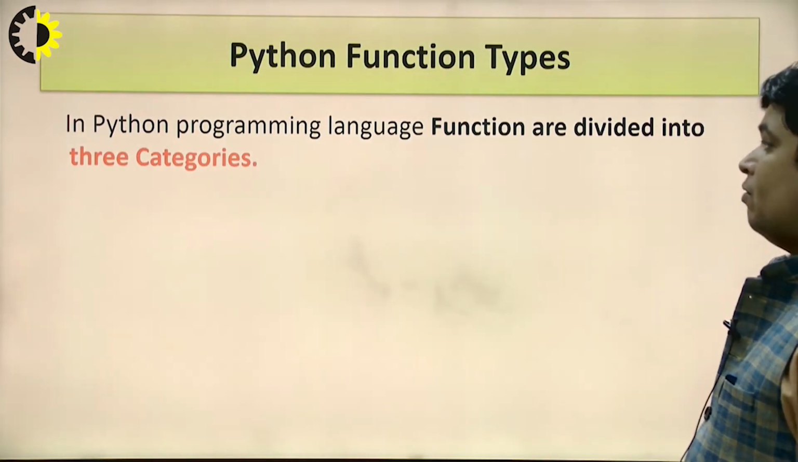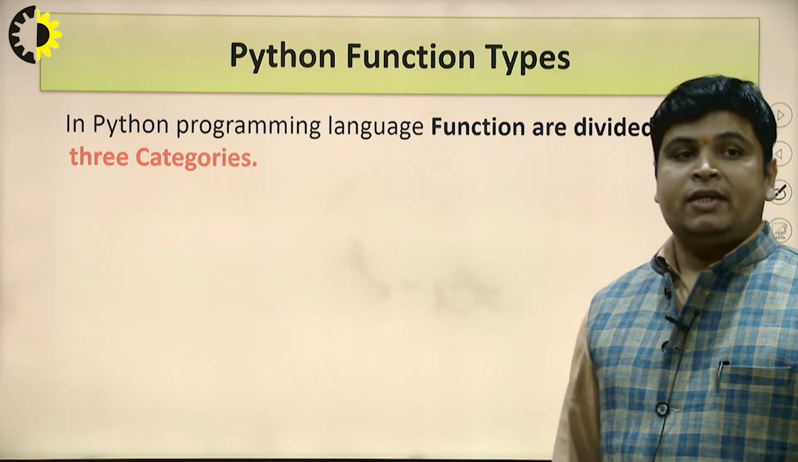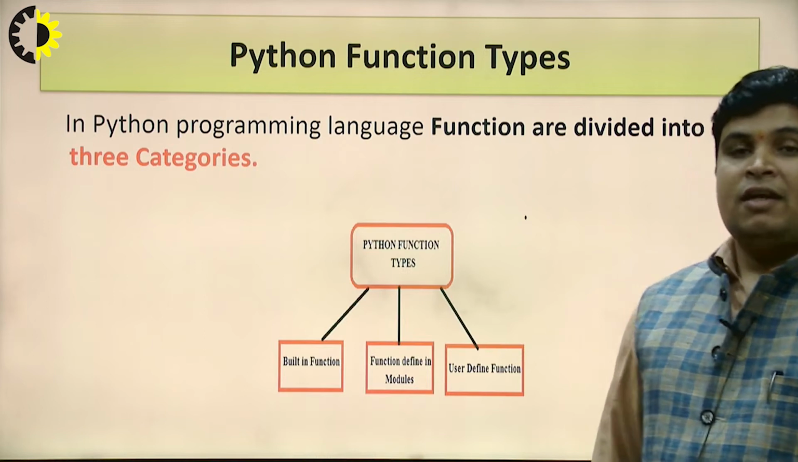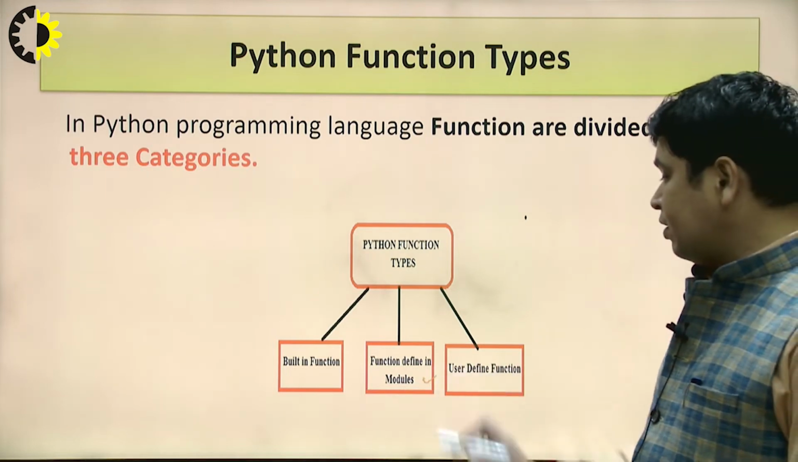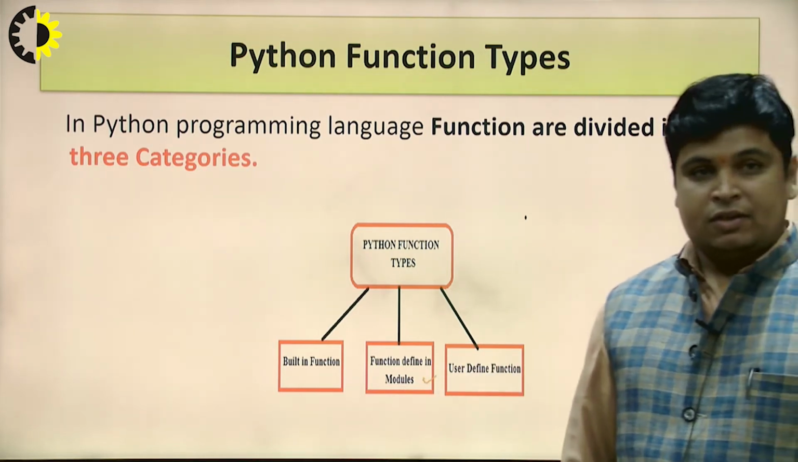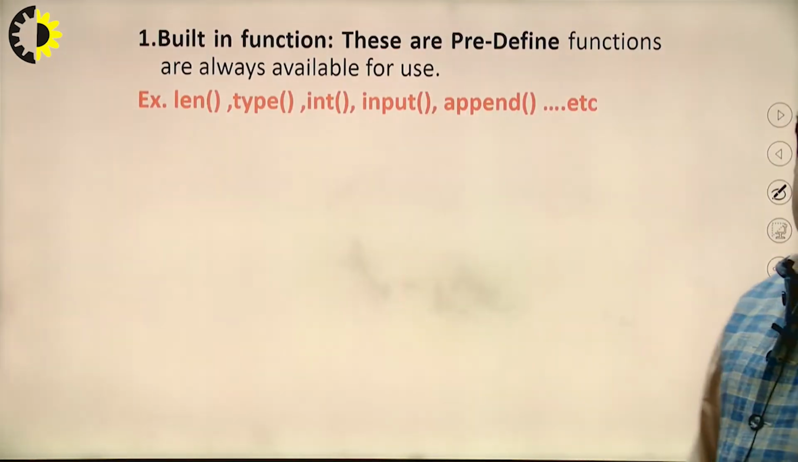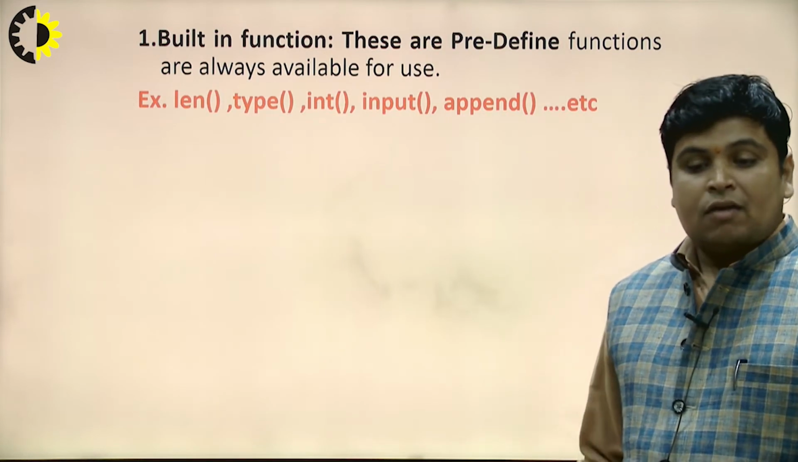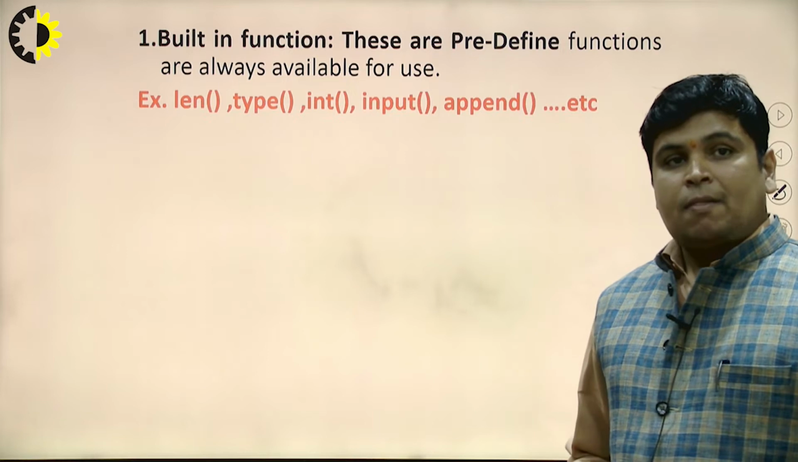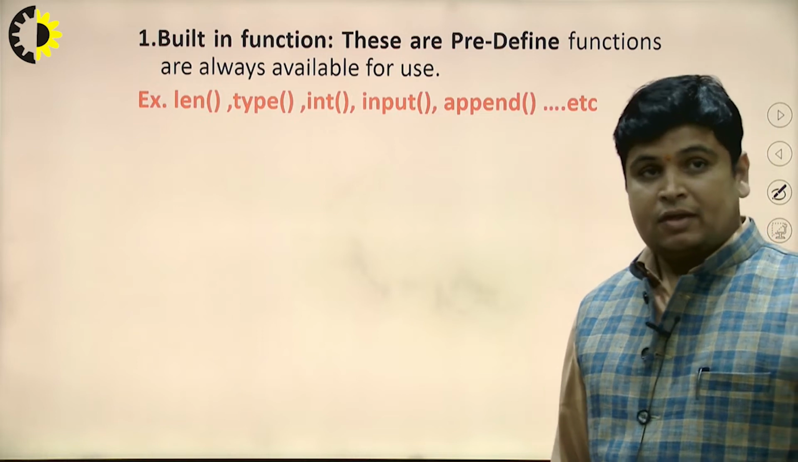Now, in the Python programming language, functions are divided into three categories. You will see here, the first one is built-in functions, the second one is functions defined in module, and finally user defined functions. I will discuss all three types of functions in detail. First one is built-in functions. Basically these are predefined functions and these are available for use, like print, input, type.